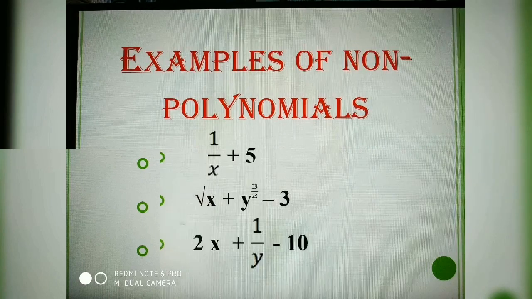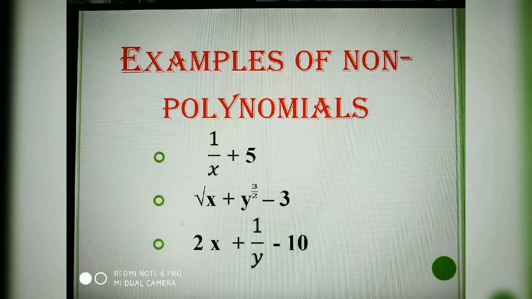What are non-polynomials? For example, 1 by x plus 5. The variable is x and the power of x is minus 1 here. So this is not a polynomial. In the second case, root x plus y to the power 3 by 2 minus 3. Here two variables are there, x and y. The power of x is 1 by 2 and the power of y is 3 by 2. So this is not a polynomial. 2x plus 1 by y minus 10. Here also the power of y is minus 1. So this is not a polynomial.